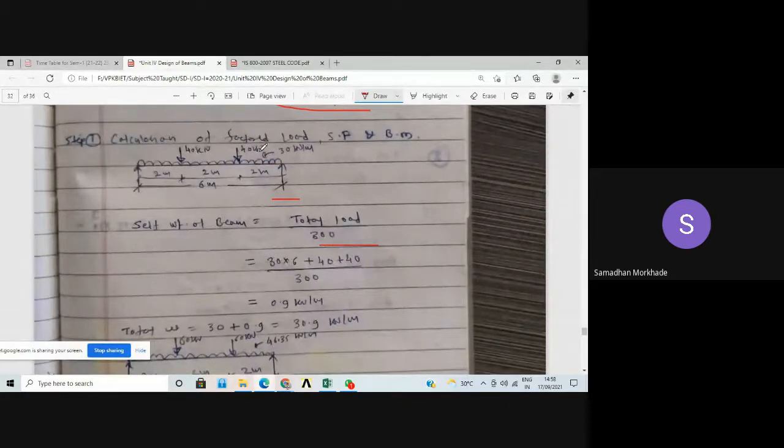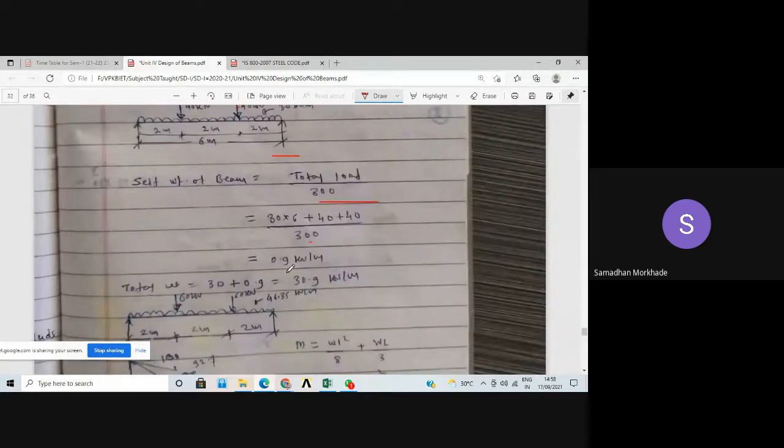So what is the total load on this beam? UDL 30 into span 6, this is one load, plus this 40 and this 40. This is the total load acting on this beam, divided by 300. So 0.9 is the self weight of that beam. Right. I think we have not accounted for this in earlier problems. Okay, so this self weight is accounted for. Sometimes it is clearly mentioned in the examples, excluding self weight or including self weight.